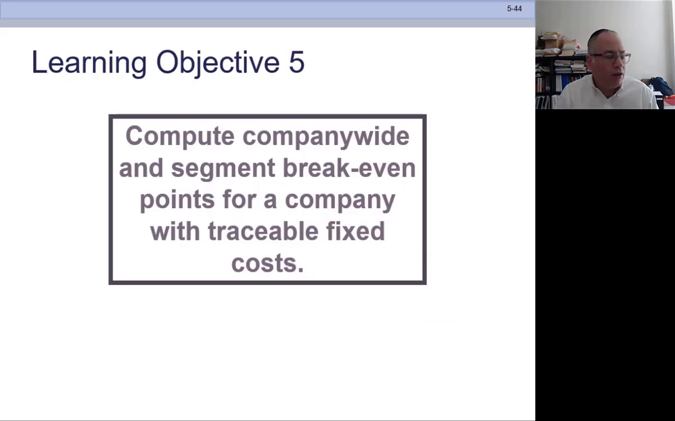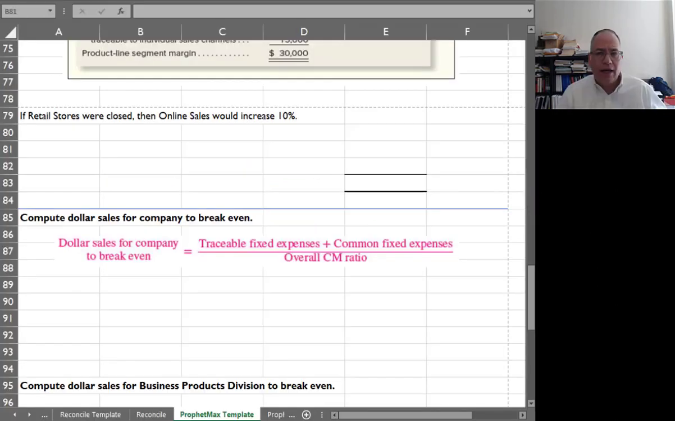So with all this information, you can calculate break-even point for a segment. But when you do that, you want to focus on traceable fixed cost, because that's the fixed cost that's related to the segment, and common fixed costs can't be changed. And actually, before I get into break-even costs, let's rewind a little bit.